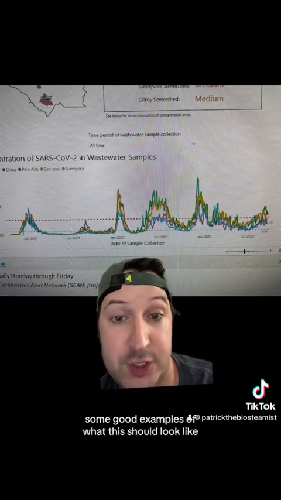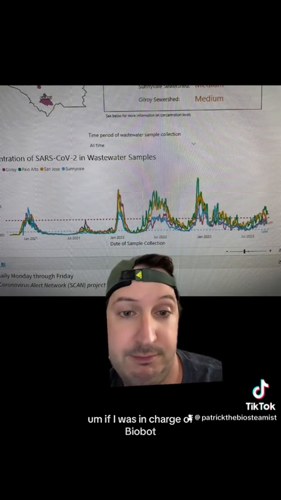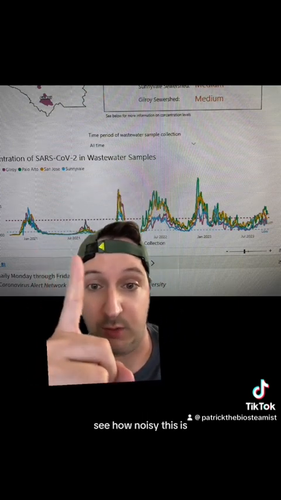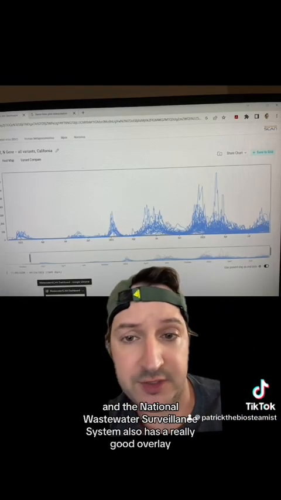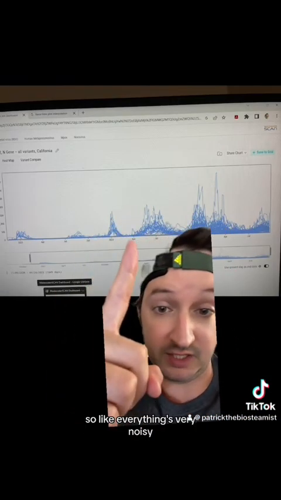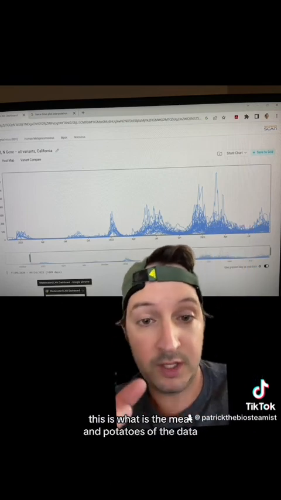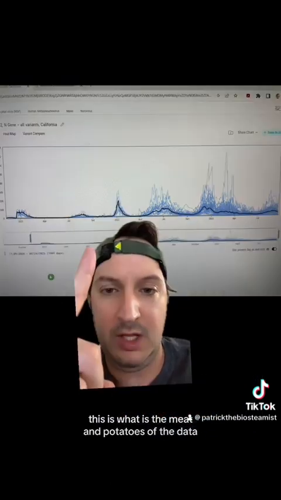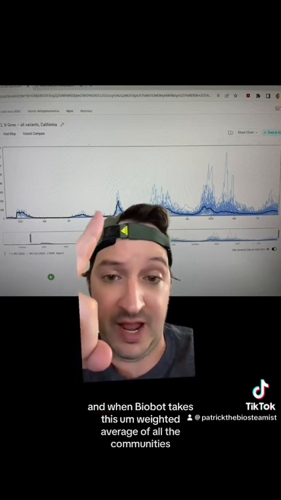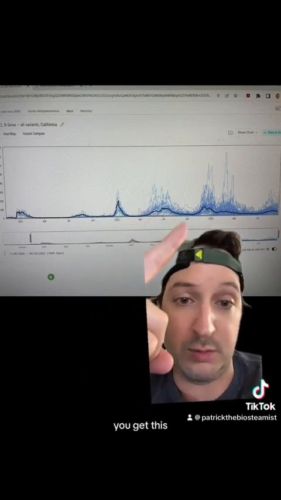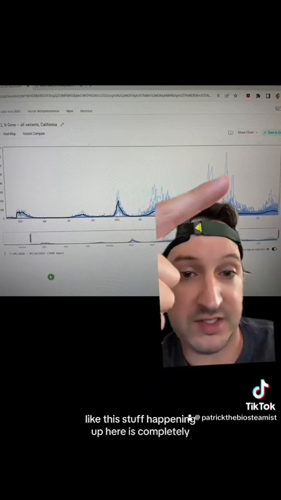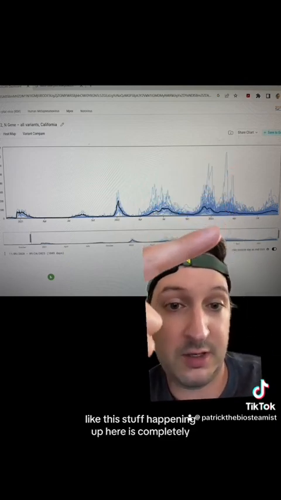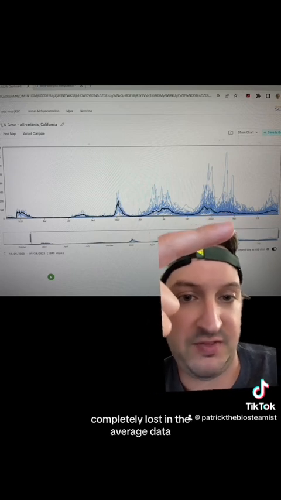Some good examples of what this should look like, if I was in charge of BioBot, would be doing what Santa Clara County does. See how noisy this is? These are good, clear signals. And the National Wastewater Surveillance System also has a really good overlay, so like everything's very noisy. This is what is the meat and potatoes of the data. And when BioBot takes this unweighted average of all the communities, you get this, the black line, which causes a lot of data loss and signal loss. Like this stuff happening up here is completely lost in the average data.